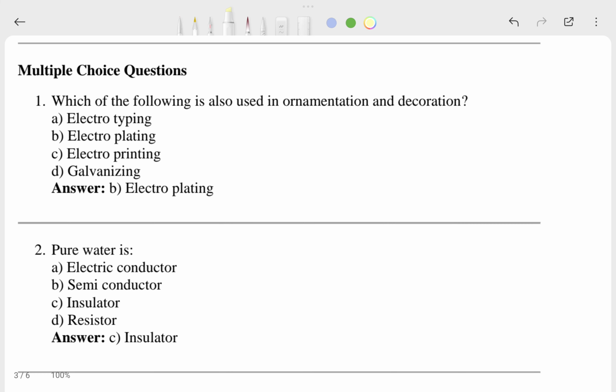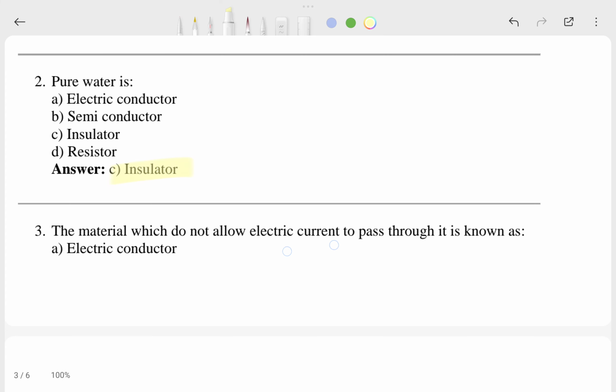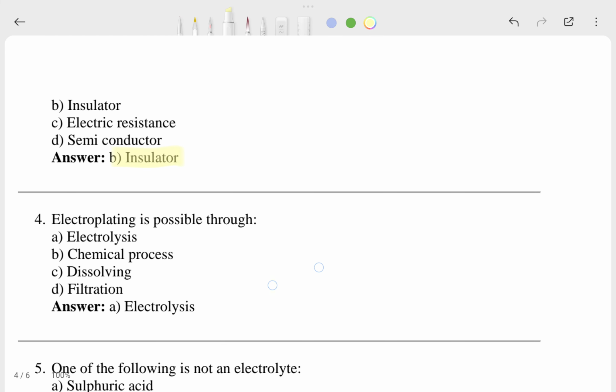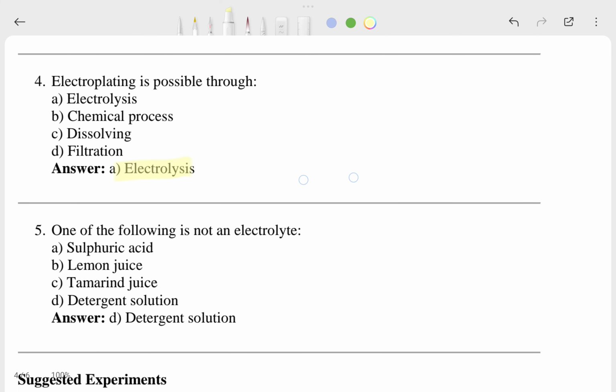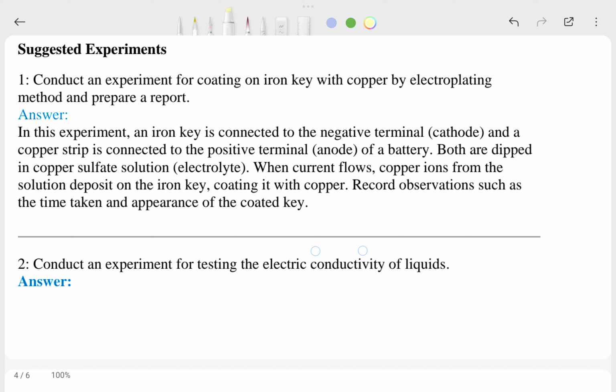The first question is: which of the following is used in organizations and rotation? So this is the answer, electroplating. Second, pure water. This C is correct, and the third one, MCQ option B is correct, fourth one, A is correct, and fifth one, option D is correct. And this is a suggested experiment.